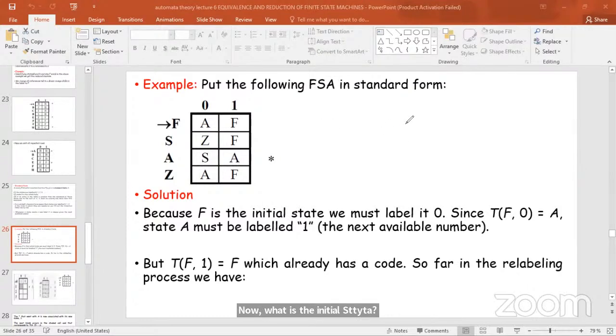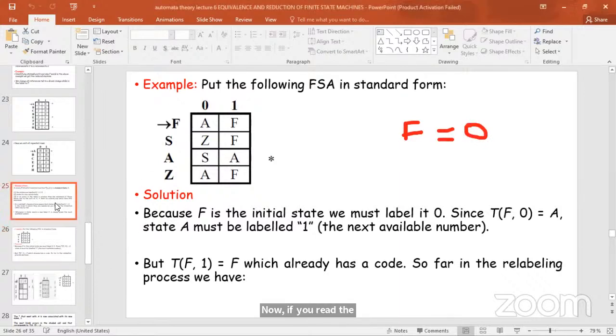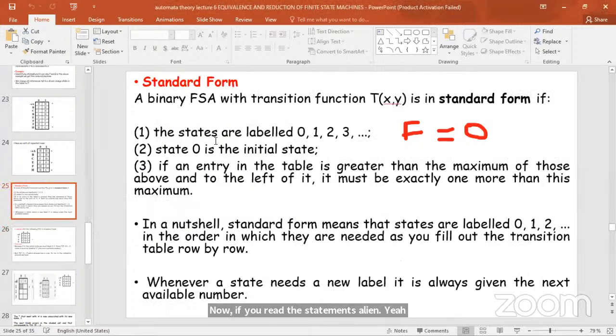F. Good. So the initial state is F, right? That means F will be given the value of what? 0. Now, if you read the statements earlier, I'm just trying to explain, say, the states are labeled 0, 1, 2, 3. State 0 is the initial state. So F is going to be given the value of 0, right?